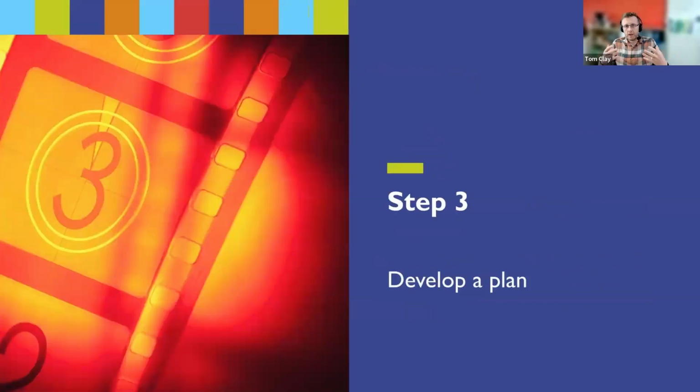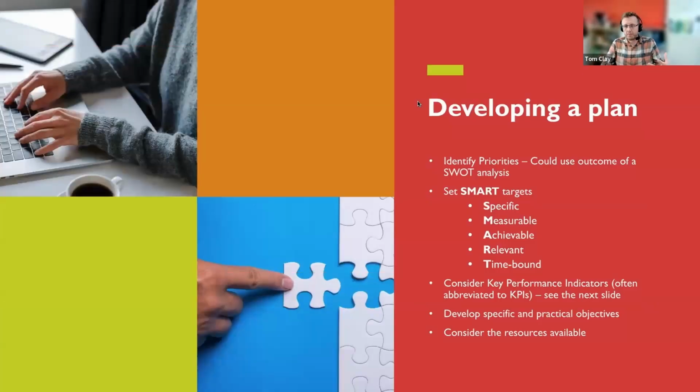Step 3, developing a plan. So this is where you take the strategy and you start to try to think of how you can implement it in real world situations. So you're trying to break it down into manageable chunks that will allow your council to realise its visions, mission statements, and to ensure that the resources are in place.